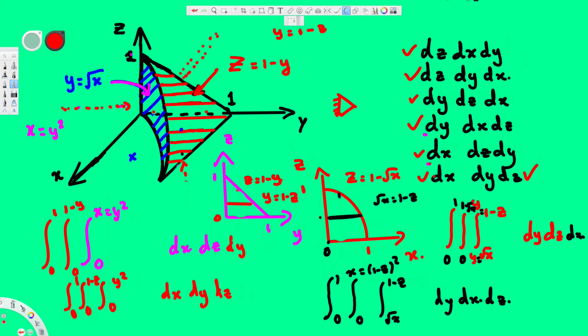And that's how we change the order of triple integrals, and that's how the limits of integration change according to the order. I hope this helps. Thanks for watching.